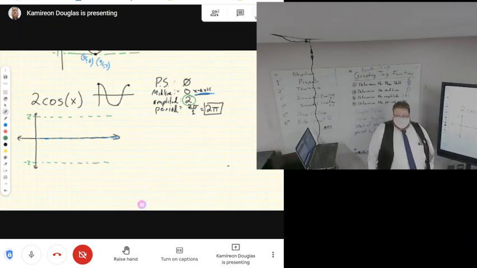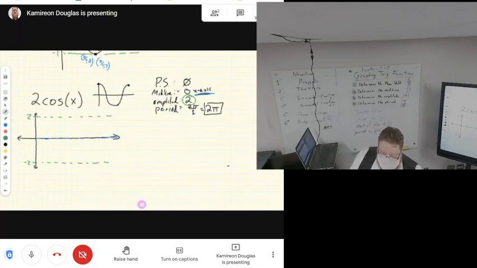So let's stop right here and discuss what we found so far. We know the center of this graph is on the x-axis because the midline is at 0. We know the amplitude is going to touch up at a maximum of 2 and then bottom down at -2.